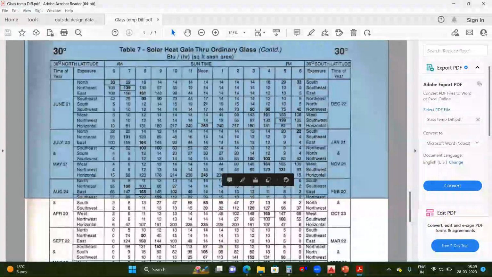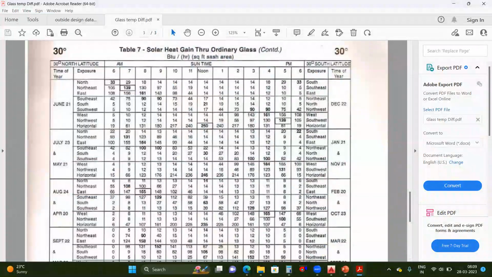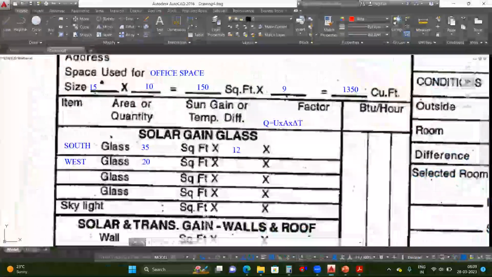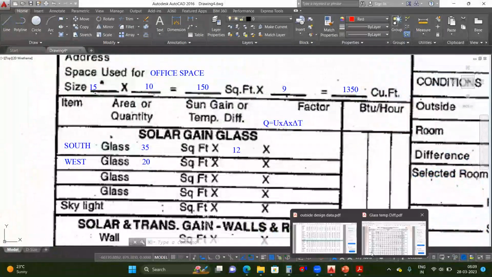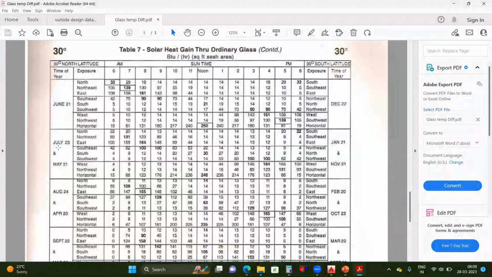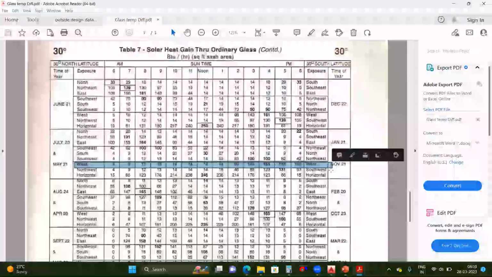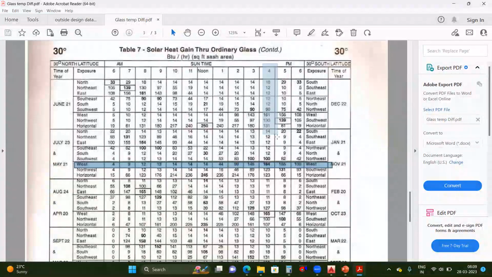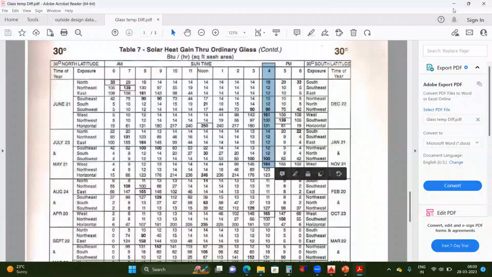So this is for the south, and we need to take another value for the west side. We can use the same table and same month, but the exposure direction is different. So this is the west side, and the 4 p.m. value is 164.